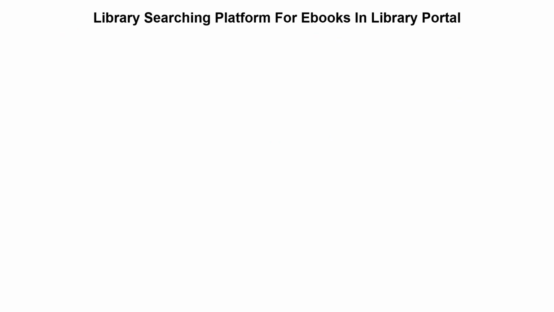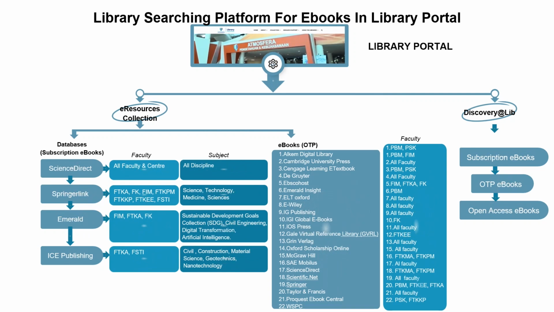Let's take a closer look at the Oxford Scholarship online platform. As you can see, it involves various faculty members. Now, focusing on the subject areas, the platform covers a wide range, including science, technology, medicine, and related sciences. For the management and discovery of these resources, we utilize databases like ICE Publishing, Emerald, SpringerLink, and Science Direct.